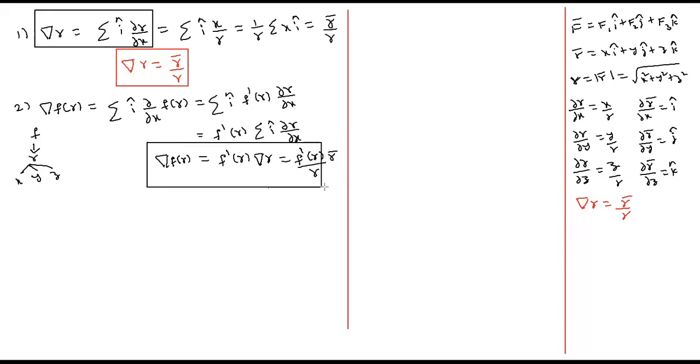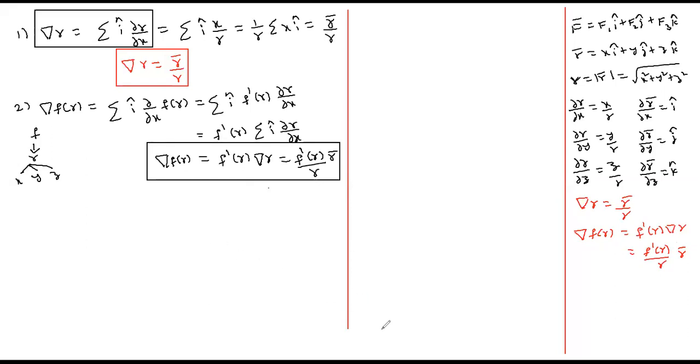Del f of r is f dash of r into del r. I'm going to write here: del f of r is f dash of r into del r, or f dash of r by r into r bar. Both are same. Now how is this formula useful?